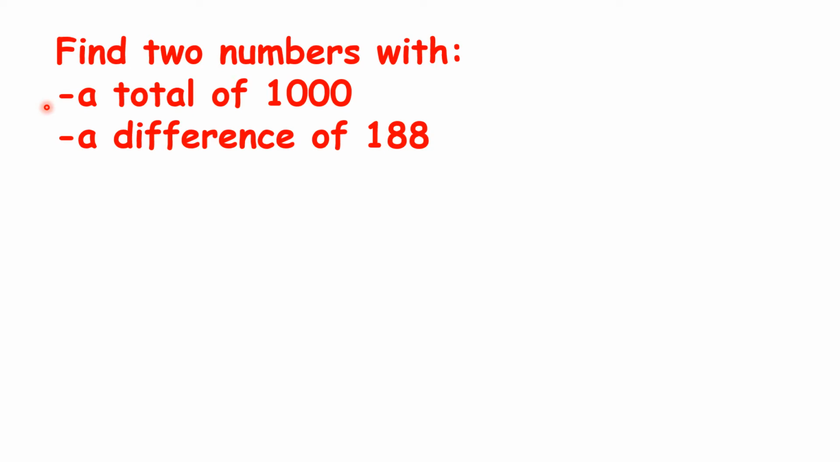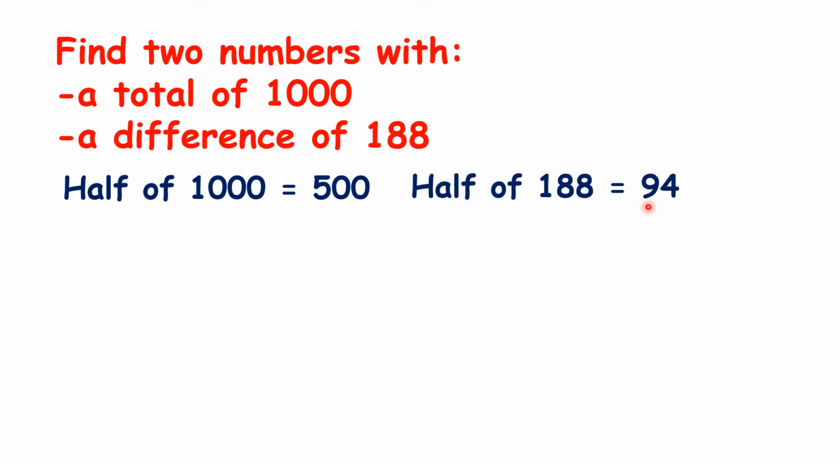Now pause the video and see if you can find two numbers with a total of 1000 and a difference of 188. So we need to find half of our total and half of our difference. And remember, if you can't do this mentally, you can just use short division to divide by 2.